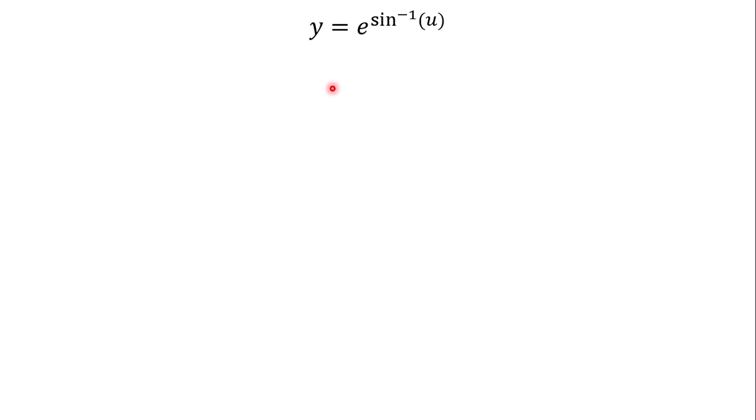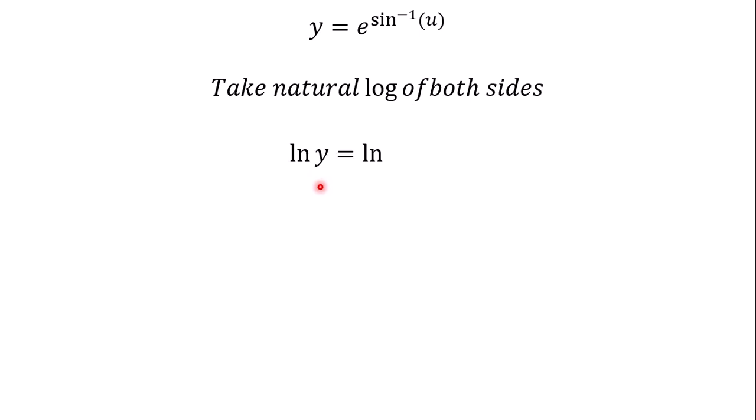Okay, so here, since this is where we are going to apply the natural log, we are going to take natural log of both sides. We are going to multiply through by natural log. So let's take natural log of both sides. On this side you're going to get natural log of y is equal to natural log of e raised to the power sine inverse of u.